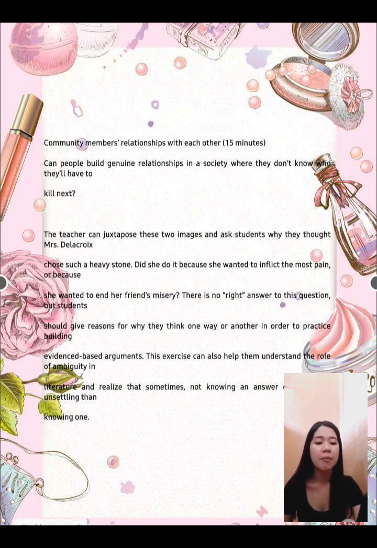building evidence-based arguments. This exercise can also help them understand the role of ambiguity in literature and realize that sometimes not knowing an answer can be more valuable than knowing one.